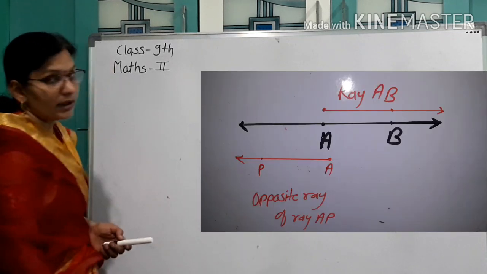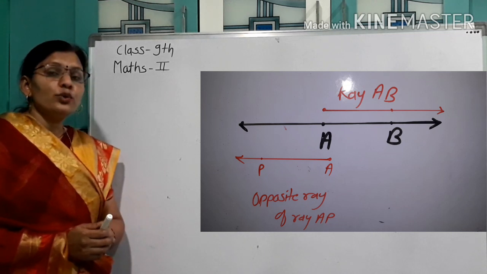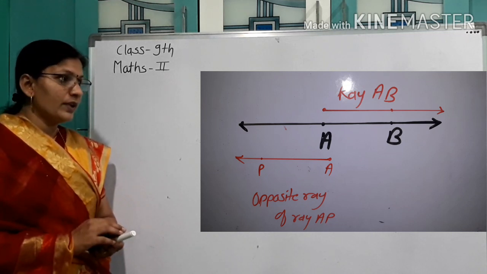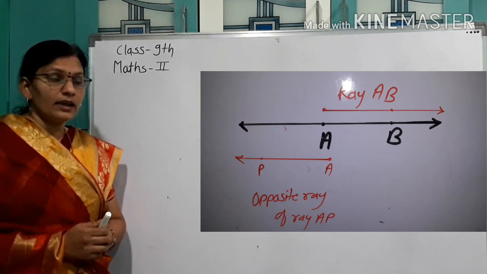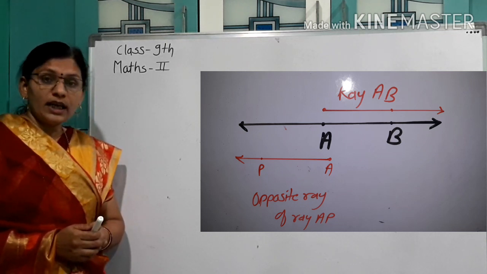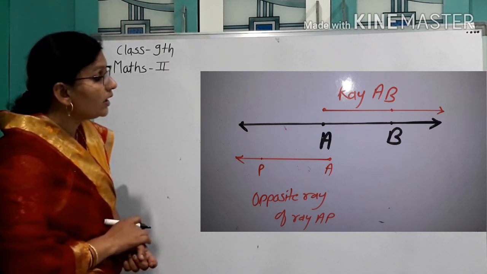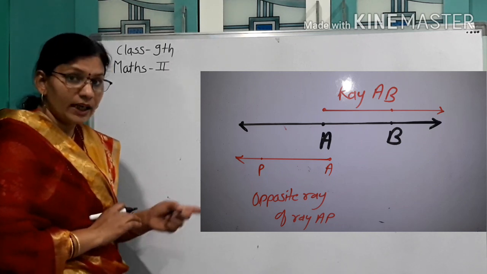Line AB. Line AB is the union of ray AB and its opposite ray, called line AB. And observe that in this figure, segment AB is a subset of line AB.